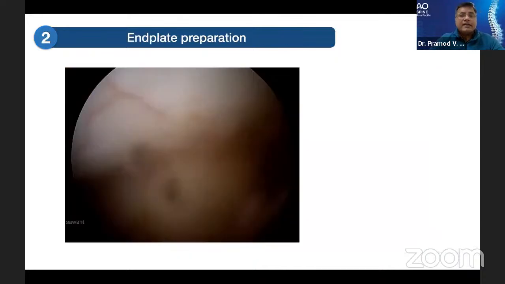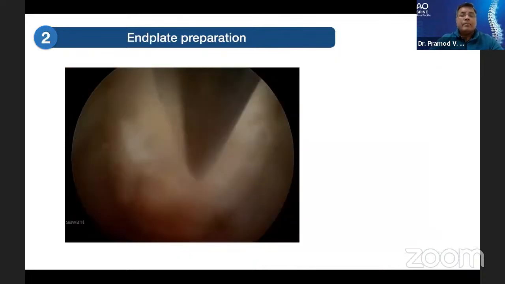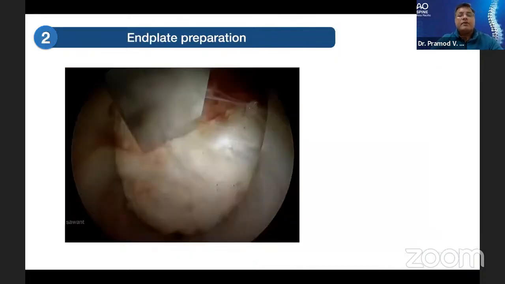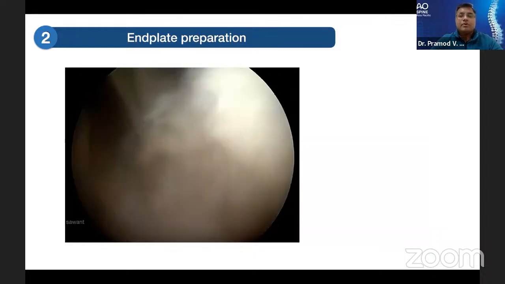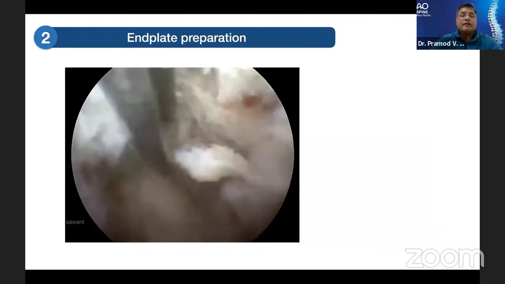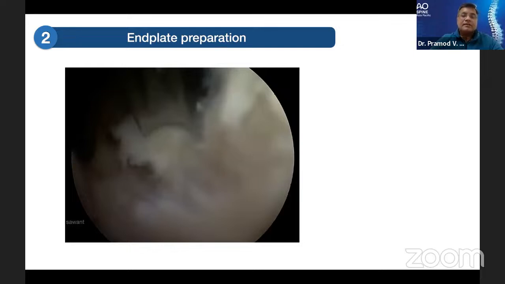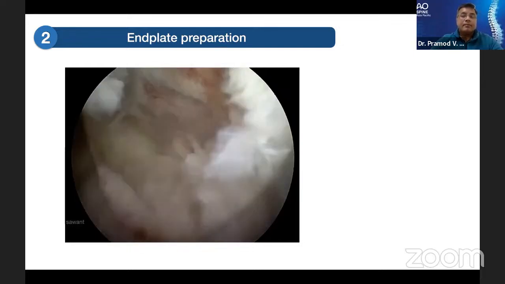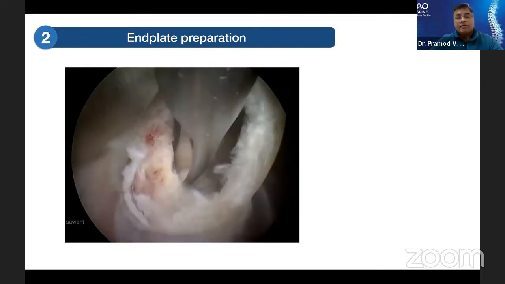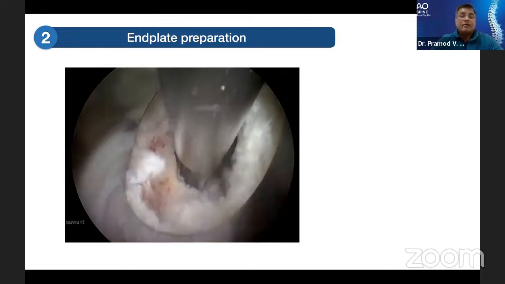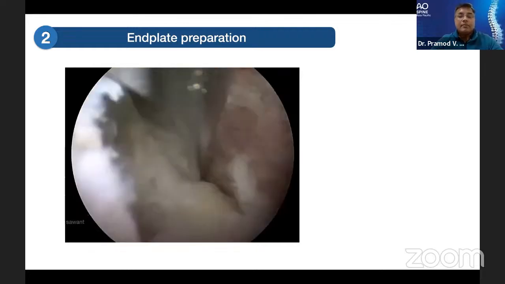The second phase is that of end plate preparation. It is similar to what we do in open surgery. I use an osteotome to cut the annulus, a box-like cut. These are different specialized instruments which I've made, and they can be used to curette the end plates, the cartilaginous end plate off the bony end plates.